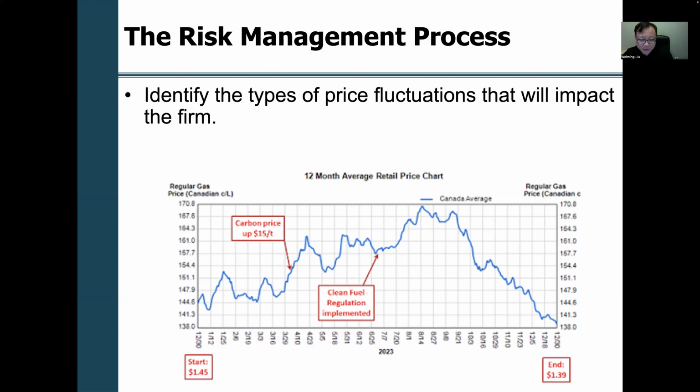So this picture shows that in 2023, the average gas price has fluctuated. So for trucking companies, this is definitely a risk they want to consider.